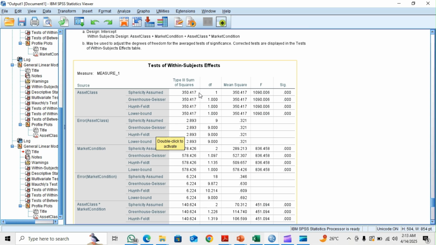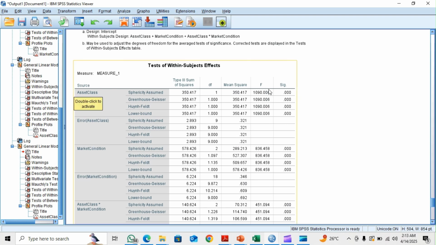So this is where we're going to see how each of the variables affected return. As you can see, for asset class under sphericity assumed, the p-value here is 0.000. Since this value is less than 0.05, we're going to reject our null hypothesis. So if we reject the null hypothesis, we're going to conclude that asset class had a significant effect on investment returns.